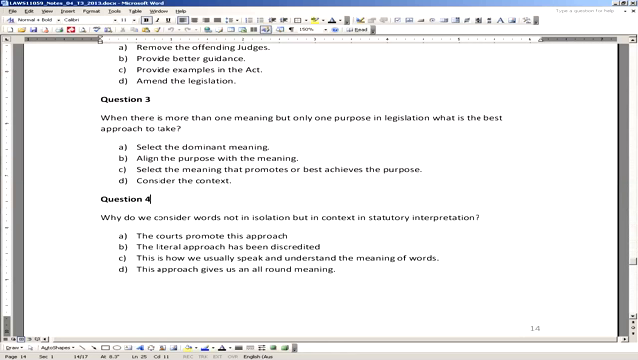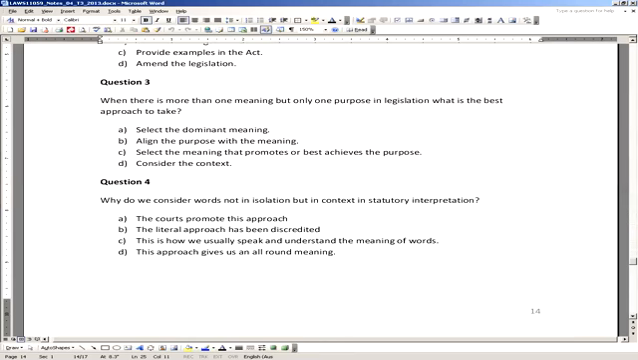4, why do we consider words not in isolation but in context in statutory interpretation? A, the courts promote this approach. B, the literal approach has been discredited. C, this is how we usually speak and understand the meaning of words. And D, this approach gives us an all-round meaning.